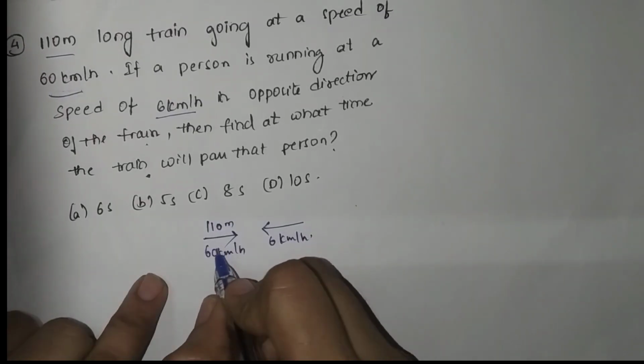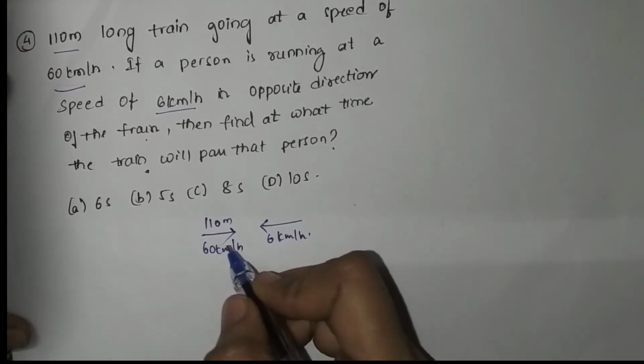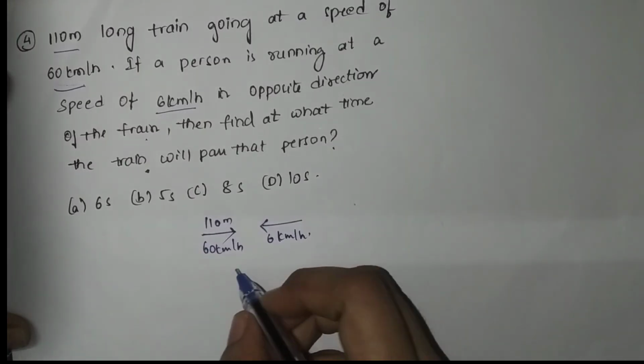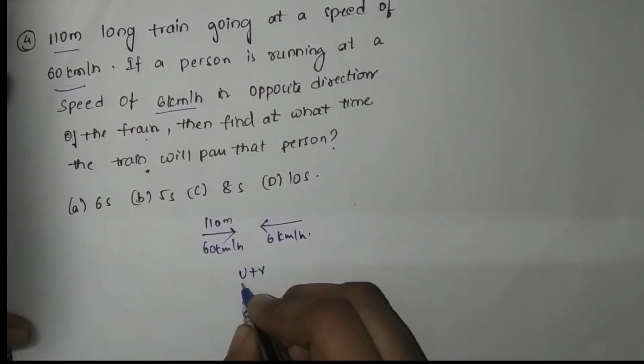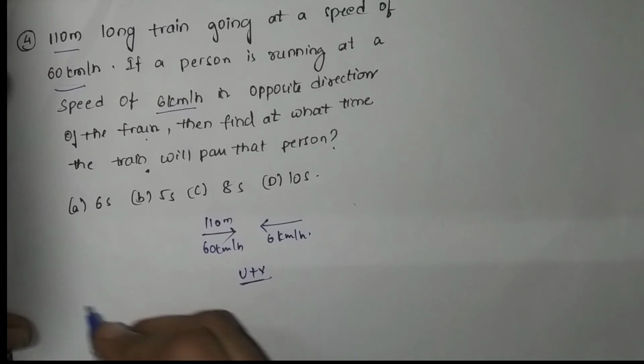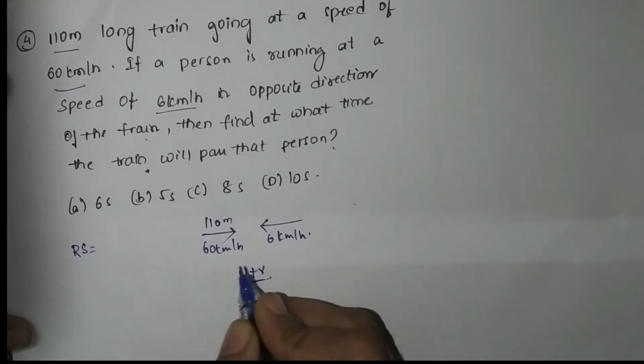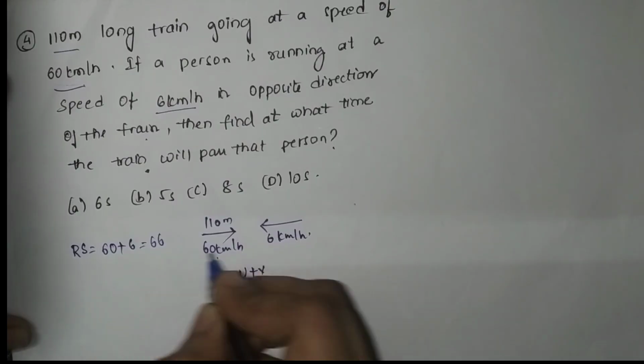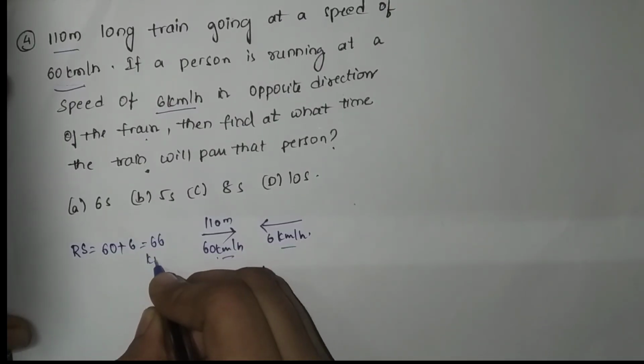So now, when two objects are coming in opposite directions, we need to add their speeds, which gives the relative speed. So relative speed is equal to 60 plus 6, which is 66. These are in kilometers per hour.